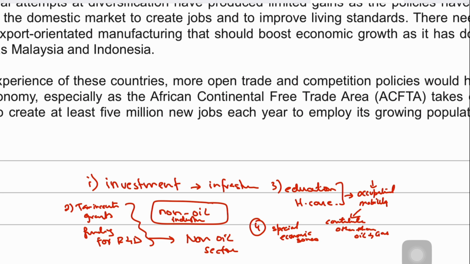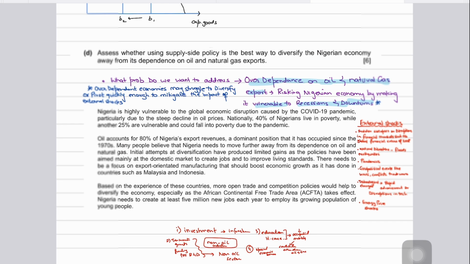So measures to boost consumer and business confidence can create a synergistic effect, right? Encouraging the development of a more diverse economy and a more resilient economy. That is what we were trying to do, creating a more diverse and resilient Nigerian economy rather than an economy that is vulnerable to economic shocks. Right, guys? So this basically ends part D.